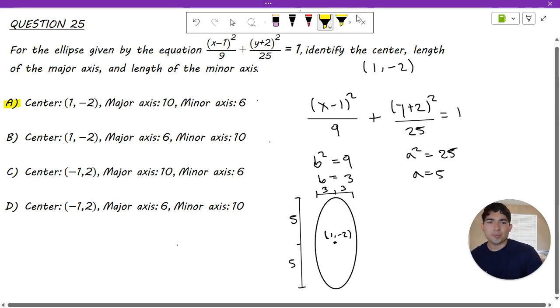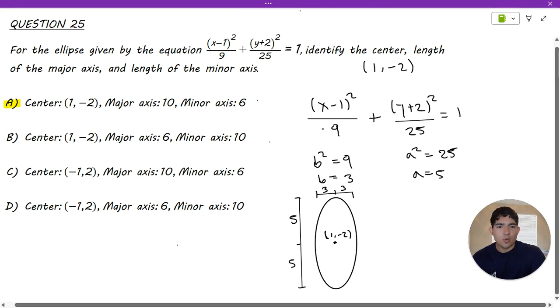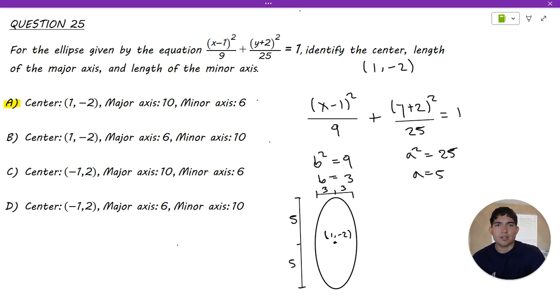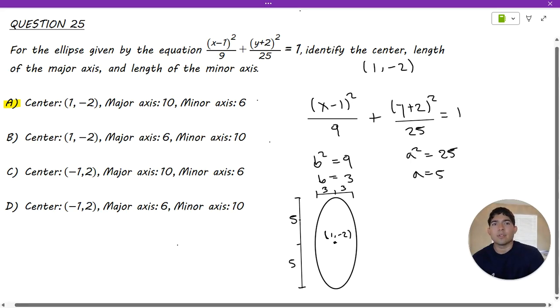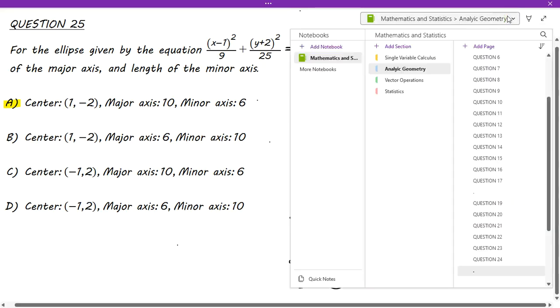So as you can see, when you're solving these ellipse problems, you need to pay attention to which of the terms, either the x or the y, has the major axis. And the way that you know that is which one has a bigger denominator, and whichever does have the bigger denominator has the a squared term, which is always associated with the major axis. So that being said, let's move on to the next problem.